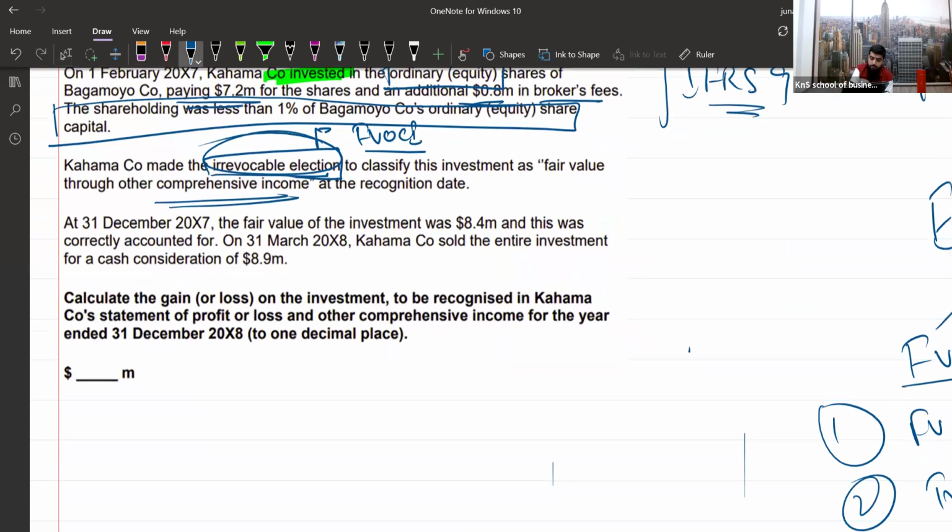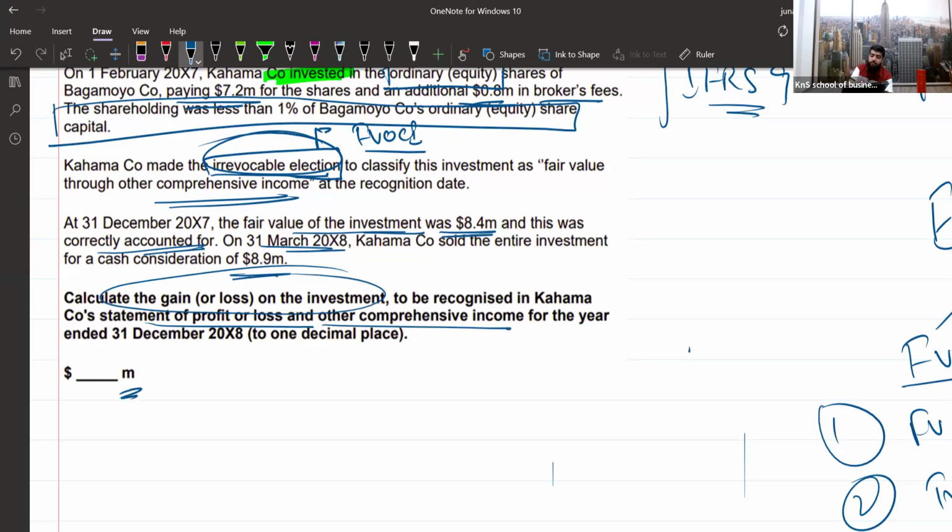Now, at 31st December, the fair value of the investment was 8.4 million, and this was correctly accounted for. On 31st March 2008, Kahama sold the entire investment for $8.9 million. Calculate the gain or loss on the investment to be recognized in the statement of profit and loss and other comprehensive income for the year ended, and the answer should be in millions.